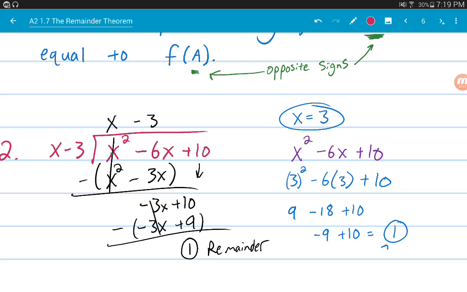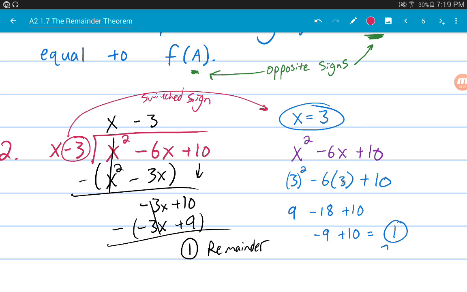We divided x squared minus 6x plus 10 by x minus 3. And we got x minus 3 with a 1 remainder. Now I took this x minus 3 here and I switched it, making it positive. Switching the sign, and we made it positive 3. Now I plug that 3 in for the x, so it goes in here and here.